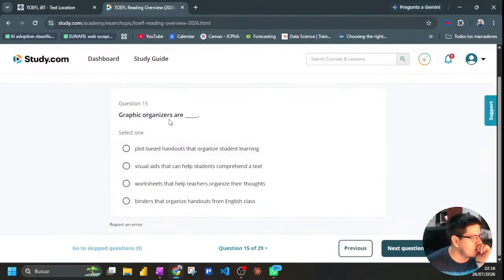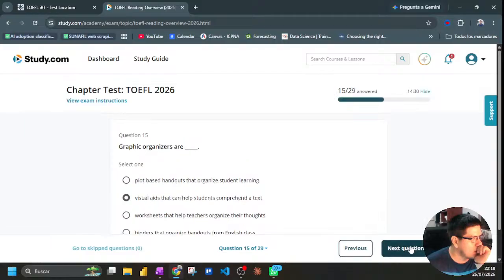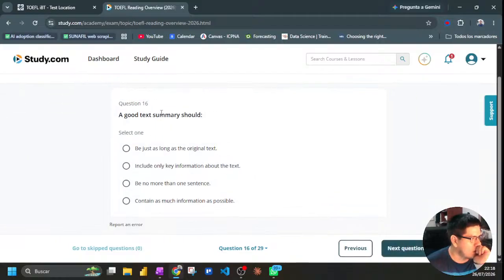Graphic organizers are... I think it's take summary.